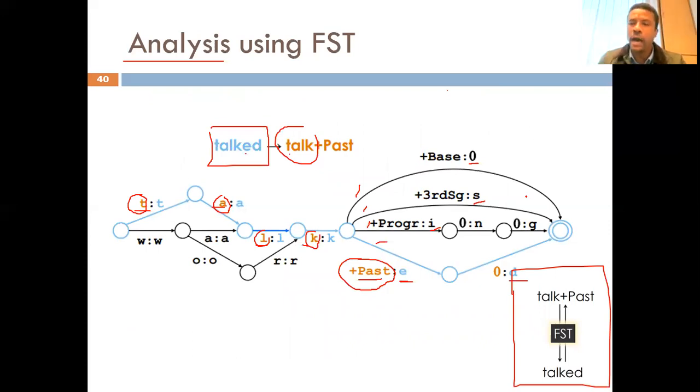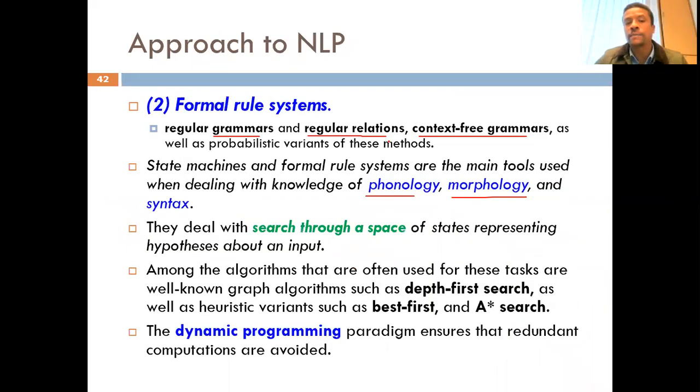It tells you how letters are combined to create the base form, the third person singular, the progressive form, and the past tense of a word. Just like that, formal rule systems and finite state models are used for the purpose of phonology and morphology, and also syntax, because syntax is concerned about word orders and word grouping. And that is talking about grammar.